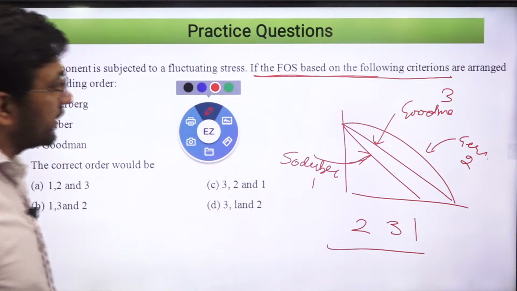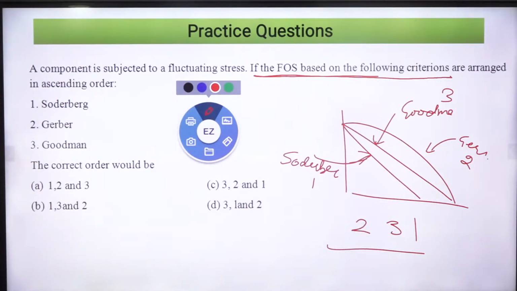So I think it should be 2 3 1. Otherwise, it has to be reversed if he is talking in terms of the actual factor of safety. So for the actual factor of safety, you will apply the largest one in third. Why will you apply the largest one in third? Third one is no way. So then it will be 2, 1 3 2 1 3 2. Then it could be this. So largest, if the factors based on following criteria are arranged in ascending order. Largest, no, it doesn't make sense.